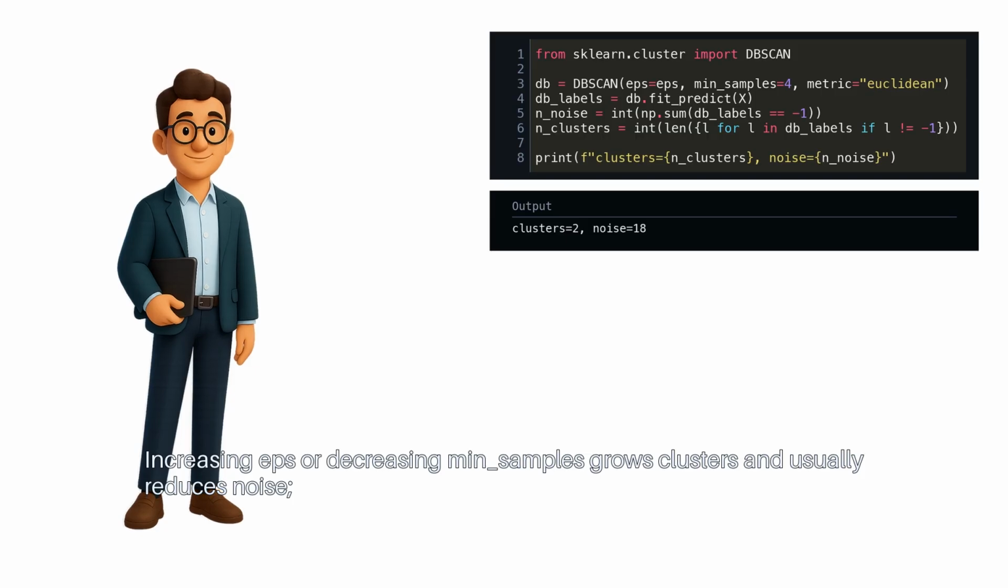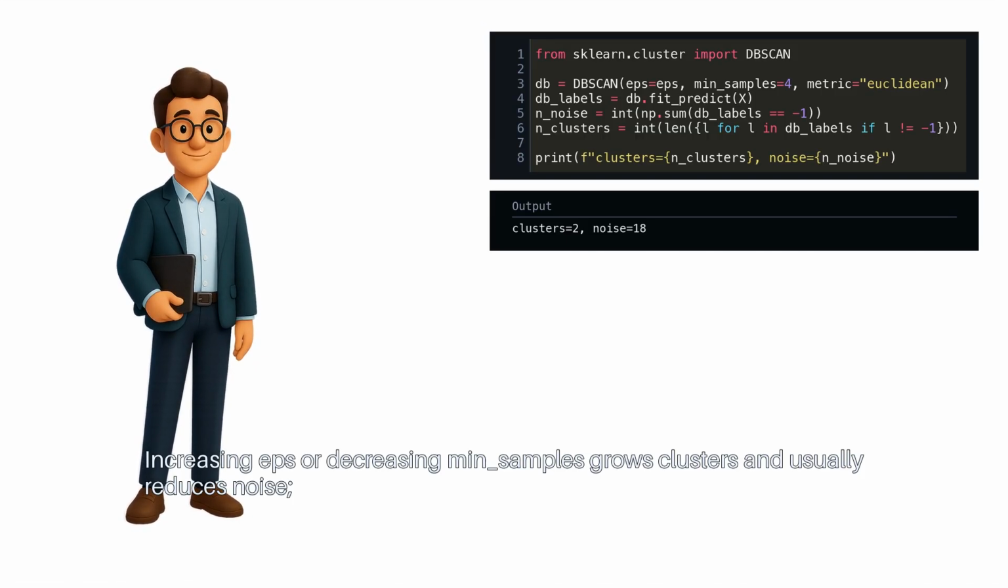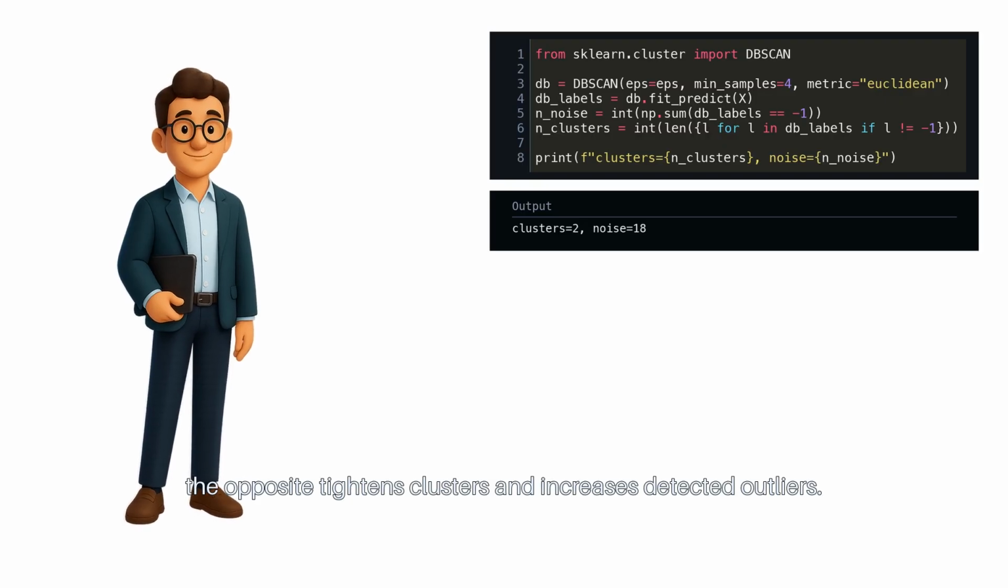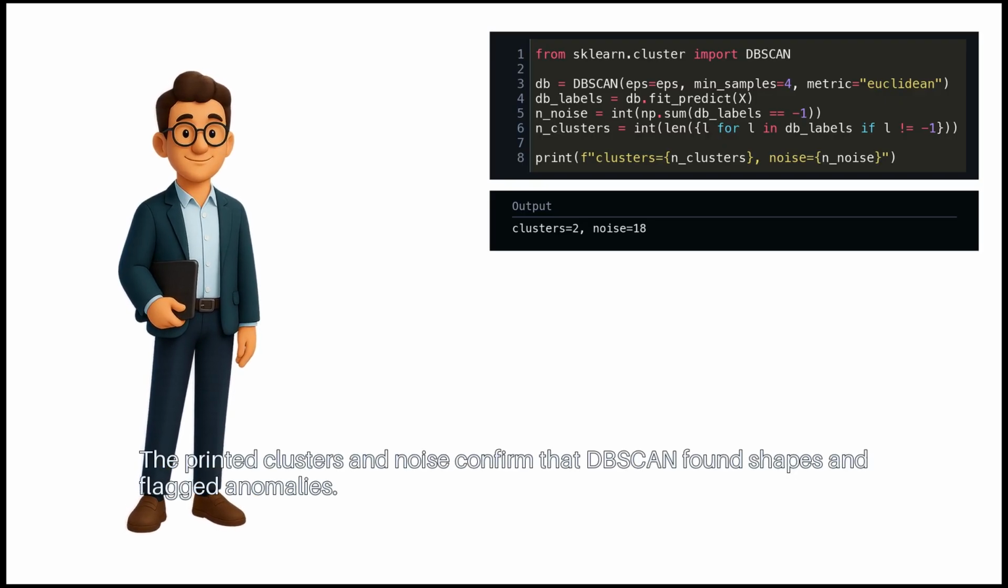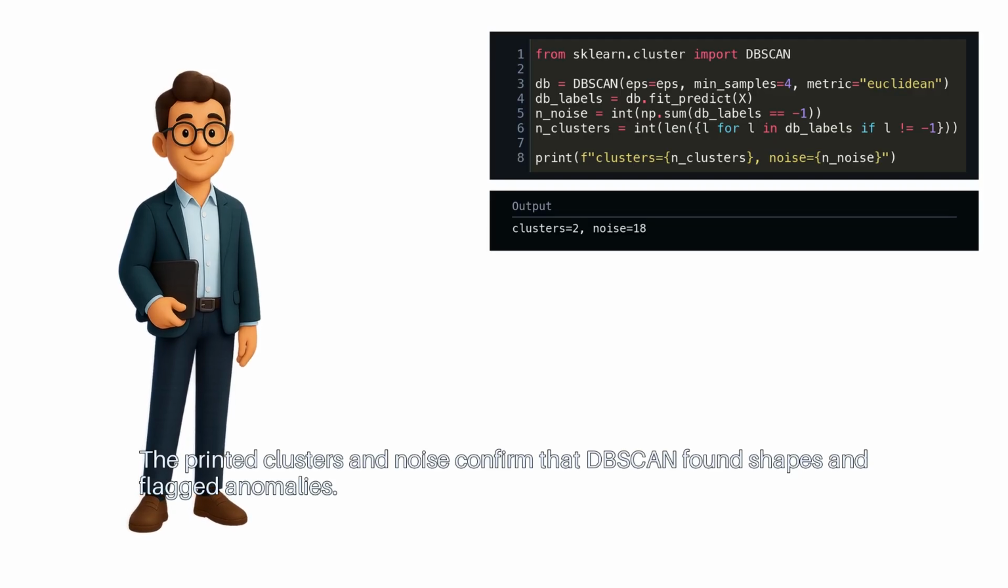Increasing eps or decreasing min_samples grows clusters, and usually reduces noise. The opposite tightens clusters, and increases detected outliers. The printed clusters and noise confirm that DBSCAN found shapes and flagged anomalies.